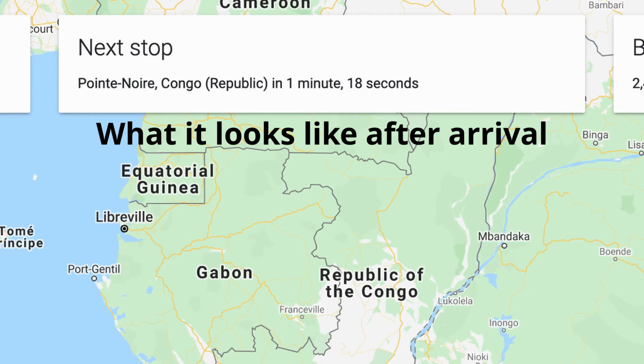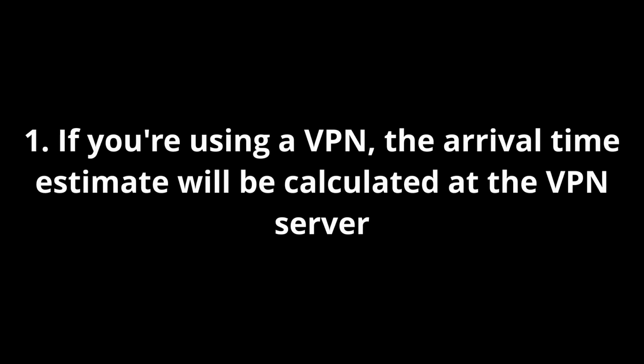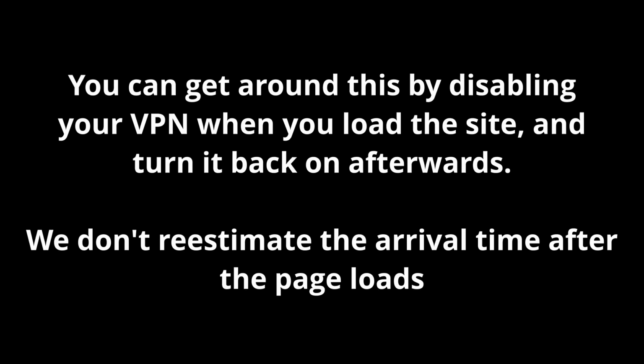When the Easter Bunny has arrived at your location, the arrival estimate will no longer be visible in the next stop box. A few notes with this feature, however. Number one, if you're using a VPN server, we'll calculate the estimated arrival time at the VPN server. You can get around this by loading in the tracker without your VPN turned on and then turning on your VPN again. We never re-estimate what your location is while the tracker is running, so you can do that.